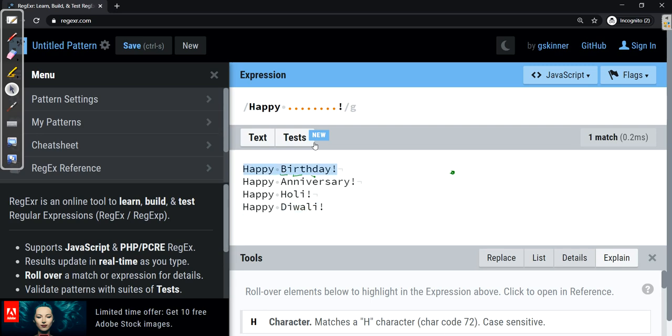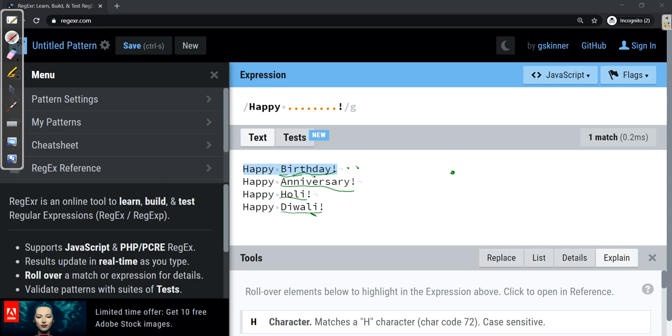Now we got birthday also. But the problem I am facing over here is that I can't put a dot because it has different length. Anniversary is longer. Holi is just a 4-length word and Diwali is a 6-length word. So here what can I do? I can go for plus, because plus is the one where we can repeat for one or more.